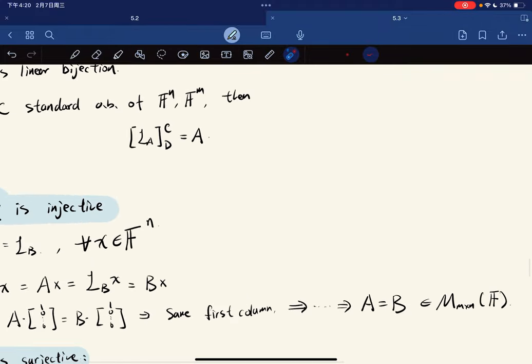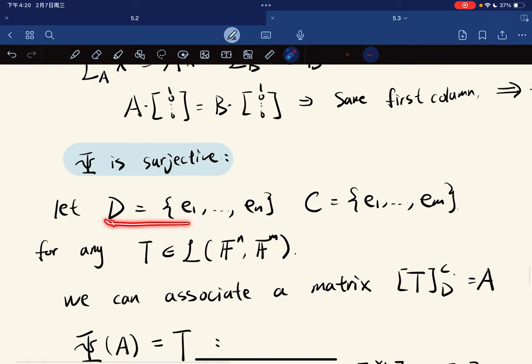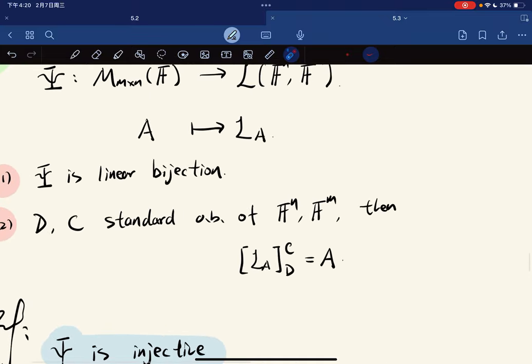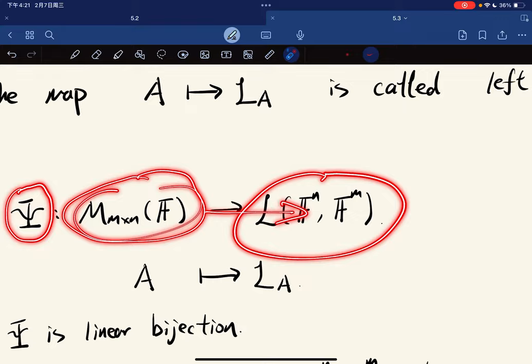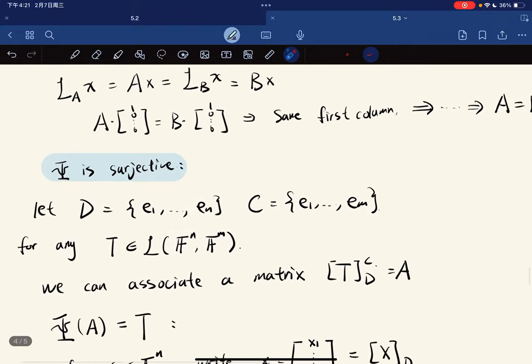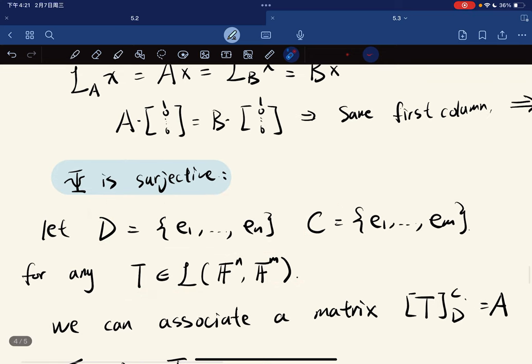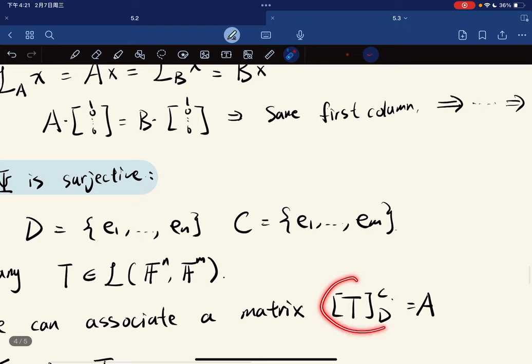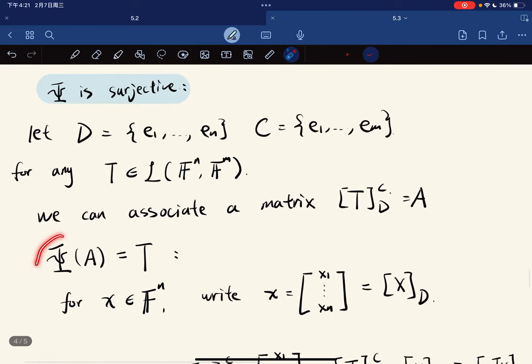Alright. Now we want to show that it is surjective. To show that it is surjective, first we let D and C be the standard ordered bases of Fn and Fm. We want that for any linear map, we can find a matrix such that applying phi to this matrix gives you the function. For any linear map, we can associate a matrix with respect to these two ordered bases, and we denote it as A. So if we can show that phi of A is equal to T, then we're done.